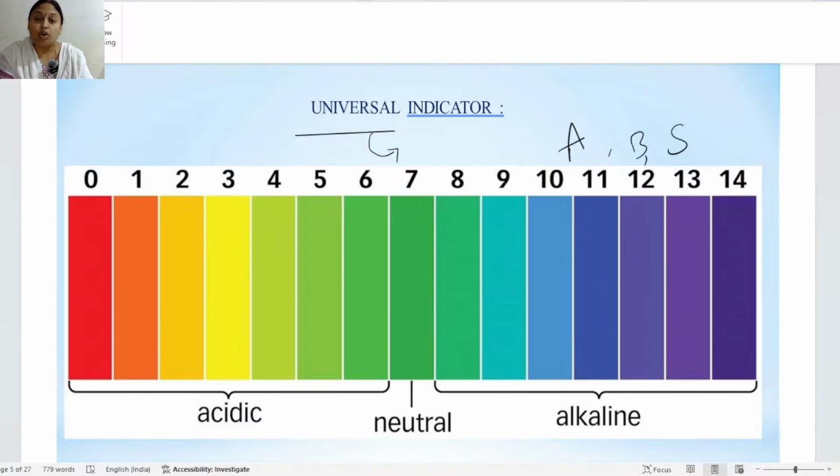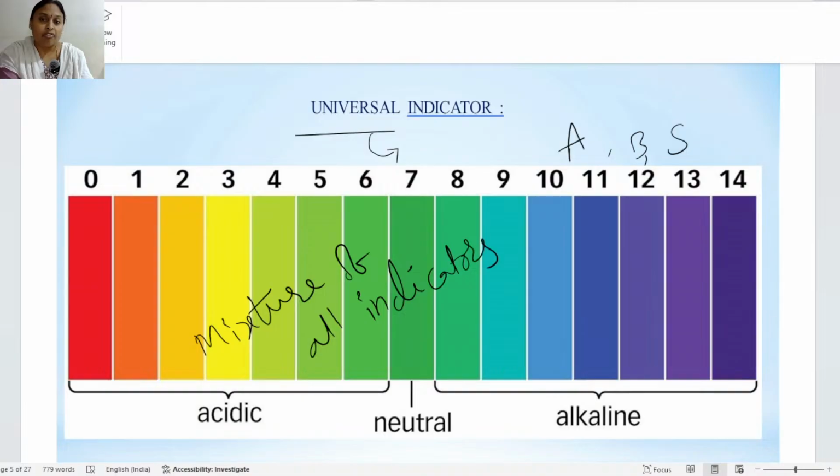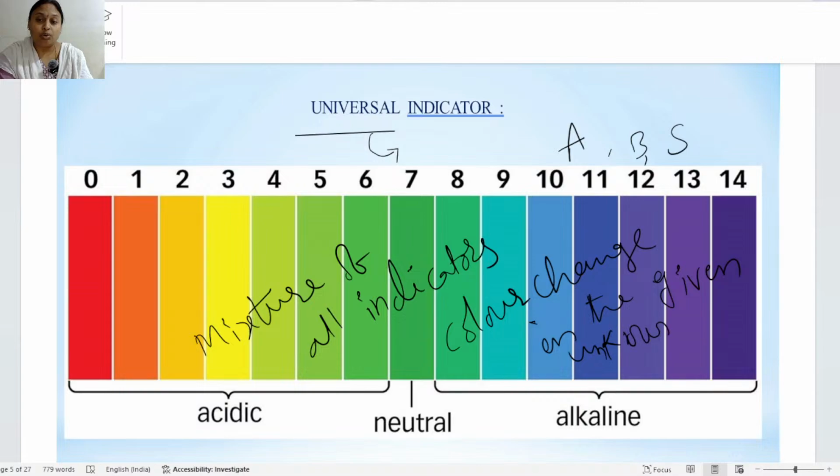So what is meant by universal indicator? The universal indicator means a mixture of all indicators which shows the color change property in the given unknown sample. The substance which shows the color change property in the given unknown sample is known as a universal indicator.